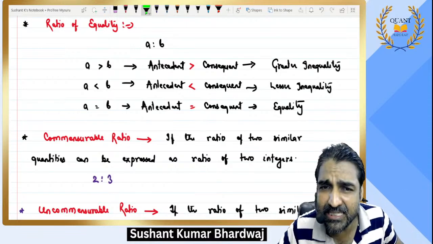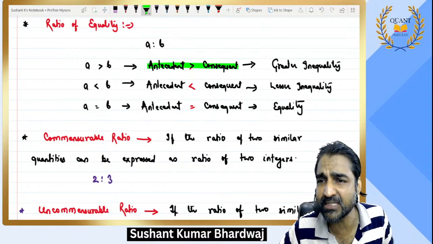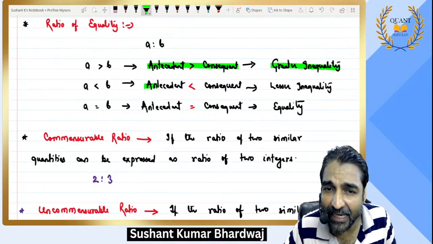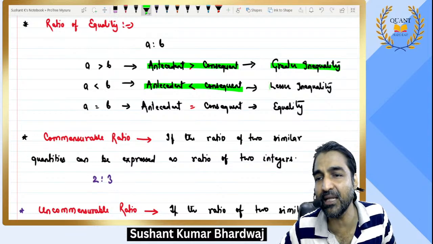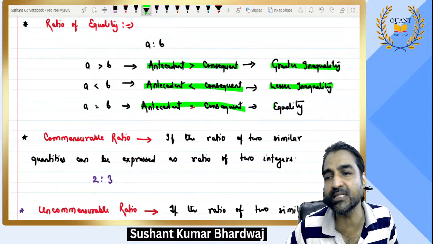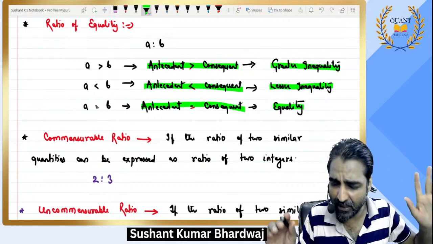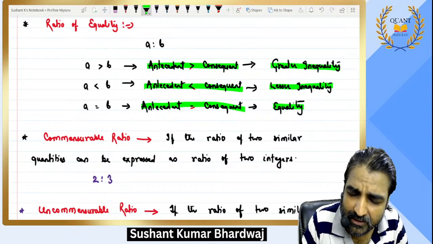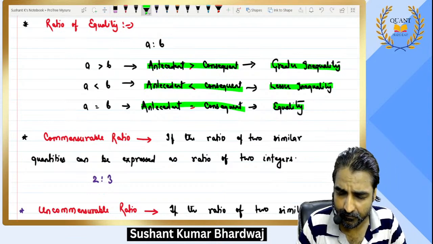If antecedent is greater than consequent, we say it is greater inequality. If antecedent is strictly less than consequent, then it's lesser inequality. If antecedent is equal to consequent, then it is said to be equality or simple equality. Clear? Any doubt? Any doubt, kids?